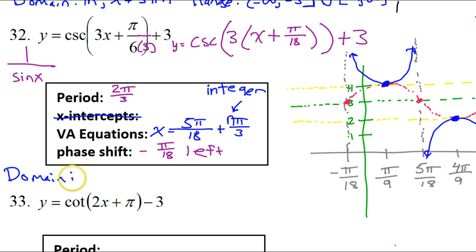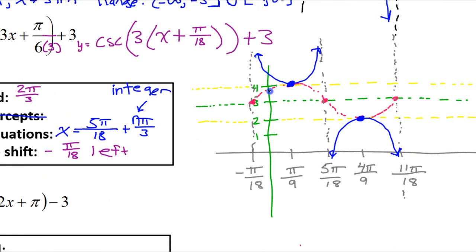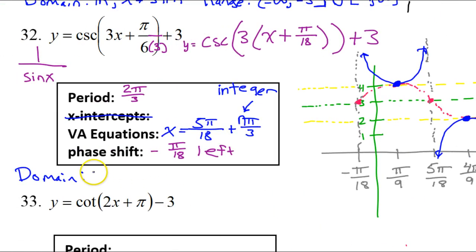The domain, basically we're saying the domain is all real numbers except for the vertical asymptotes. So you have to say it this way though. So the domain is all real numbers, so you make this fancy R for all real numbers. And then to say except for the asymptotes, we'll just say x cannot equal, and then we'll just copy our vertical asymptote equation. X cannot equal 5 pi over 18 plus n pi over 3. Okay, that's how you would write the domain.